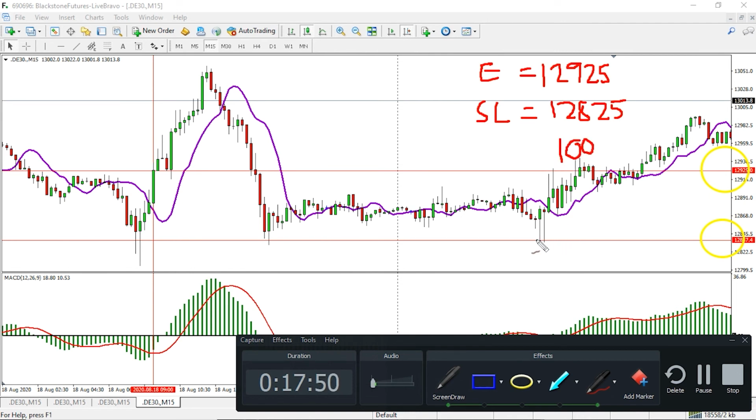Okay, remember, I'm looking for a target of 1R. And just to recap, 1R means for every point I risk, I want at least 1 point in reward. So there is my risk, 100 points, which means that because it's a long trade, I want a take profit of 130.25. Okay, so that is ideally what we're looking for.